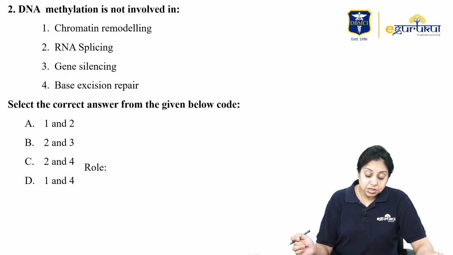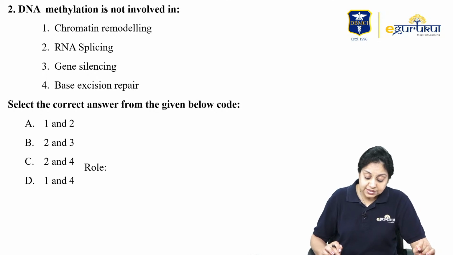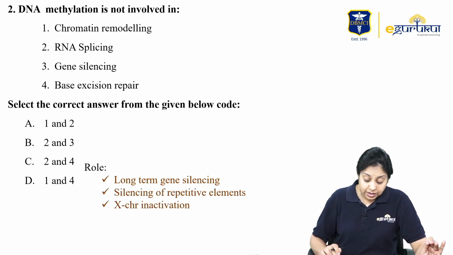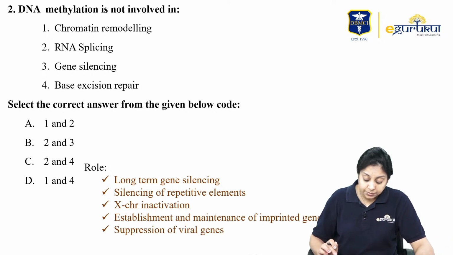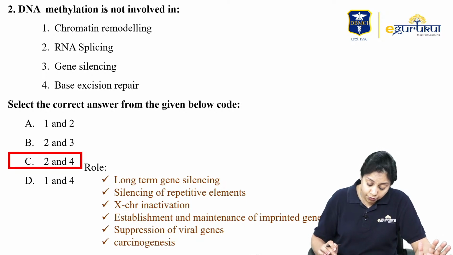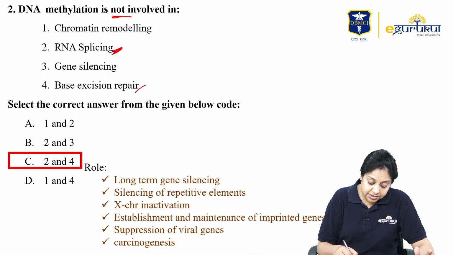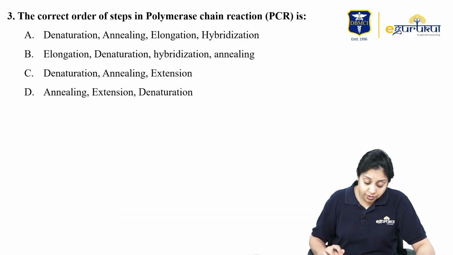DNA methylation is not involved in what? Chromatin remodeling, RNA splicing, gene silencing, base excision repair, what? What do we know about DNA methylation? It is involved in gene silencing, X chromosome inactivation, establishment and maintenance of imprinted genes, suppression of viral genes, and carcinogenesis also, right? So 2 and 4 are the correct choices, because they are not involved. RNA splicing and base excision repair are not involved. DNA methylation doesn't have anything to do with these.